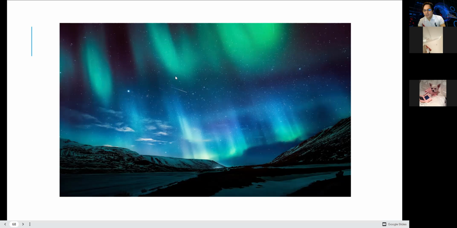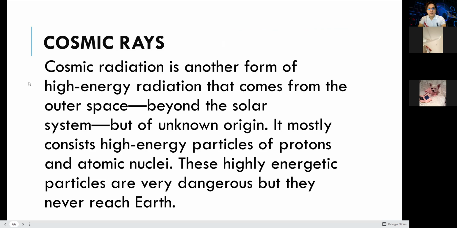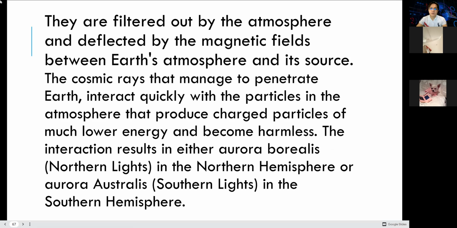Aurora Borealis is a reaction. It is actually a cosmic ray. Correct, you heard it right. This is a reaction between protons, neutrons, even positive and negative ions in the atmosphere. But this will never actually penetrate Earth. You can observe this one because it is in outer space. Let's take a look at cosmic rays.